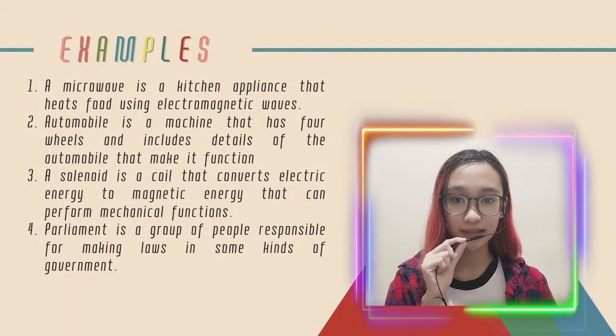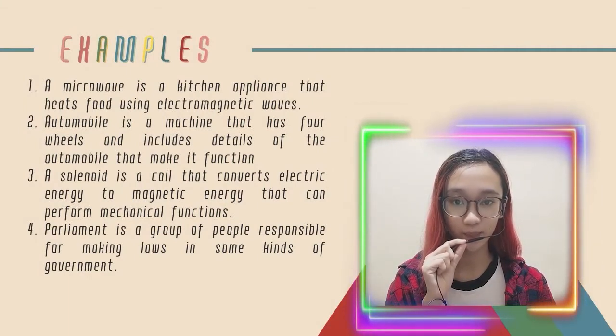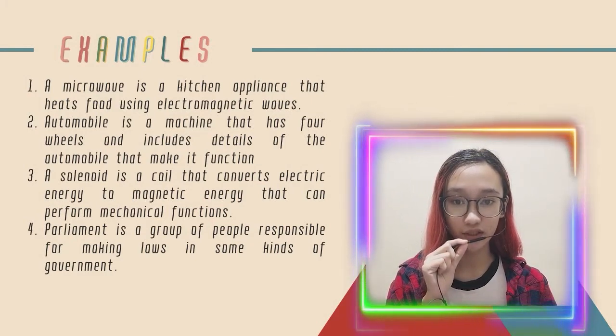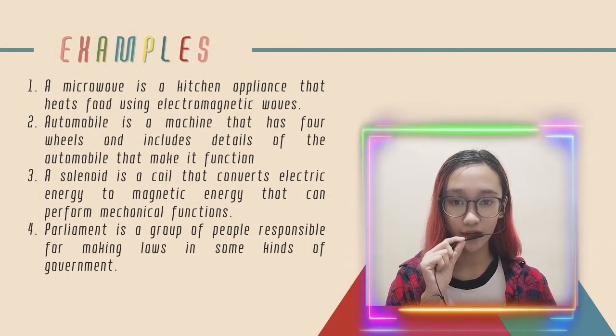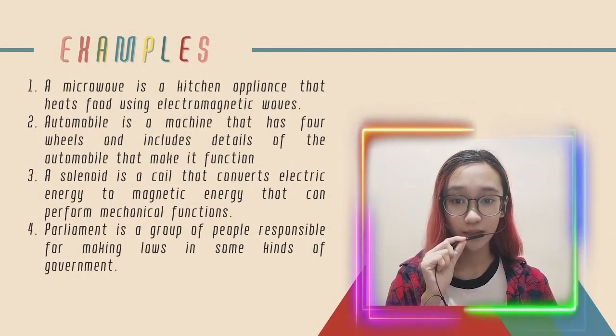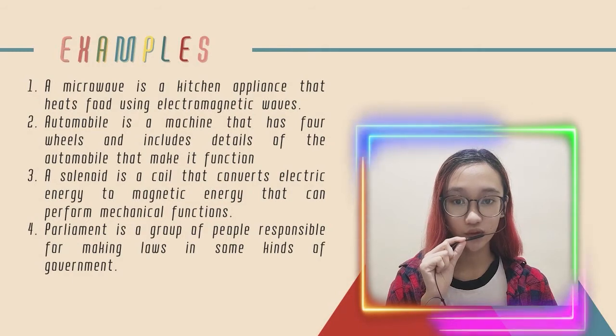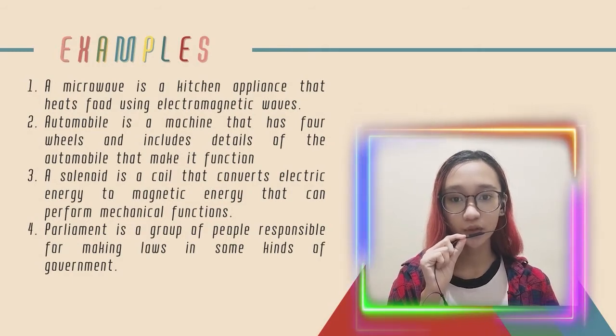Here are some examples of what exactly a technical definition is. So, as Carl has mentioned earlier, we use the name, class, and defining characteristics, or the NCD pattern, in writing a technical definition. Number 1. A microwave is a kitchen appliance that heats food using electromagnetic waves. In this very first example, we can already distinguish that it is a technical definition, since it follows the NCD pattern. We have microwave for the name, kitchen appliance for the class, and for the characteristics we have heats food using electromagnetic waves.